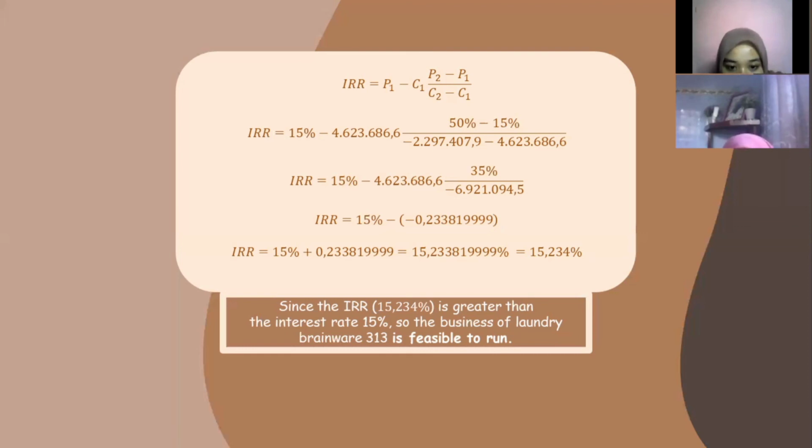Since the internal rate of return is greater than the interest rate of 15%, the business of the laundry brainware 313 is feasible to run.